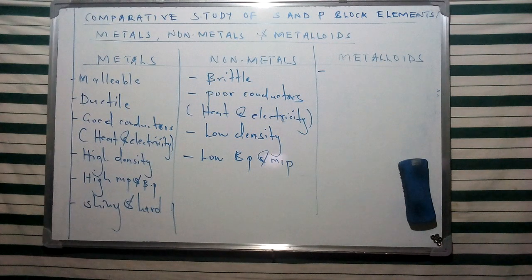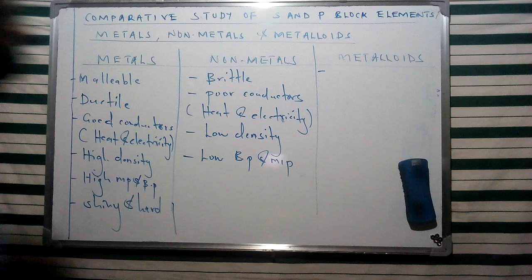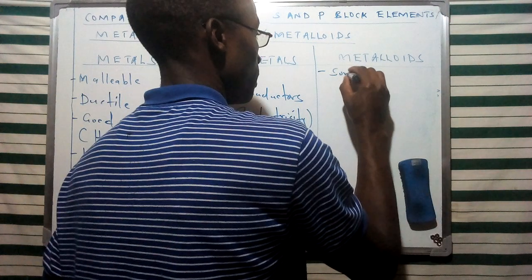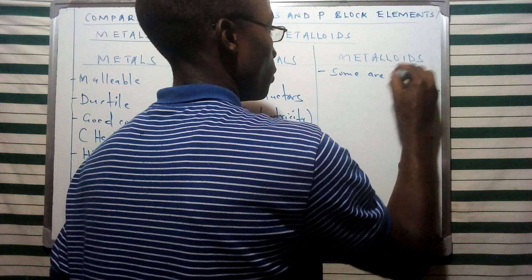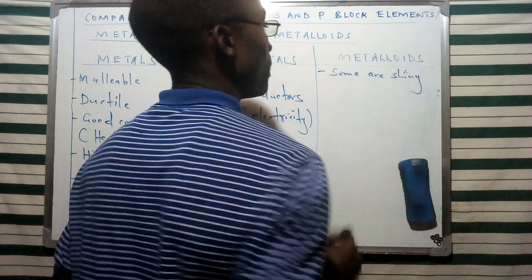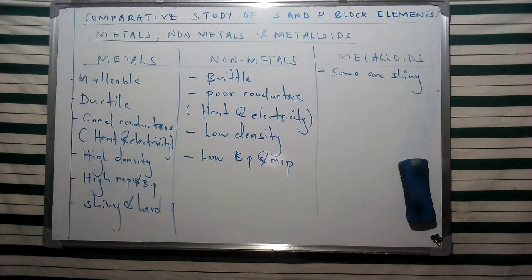And in this case also, we're going to see that the metalloids are elements which are going to display both the metallic and the non-metallic character. And of course, some are going to be shiny. As we said, this specific characteristic is not going to be displayed by all elements, and therefore some of the metalloids which we're going to come across are going to be shiny, whereas others are not going to display this specific property.